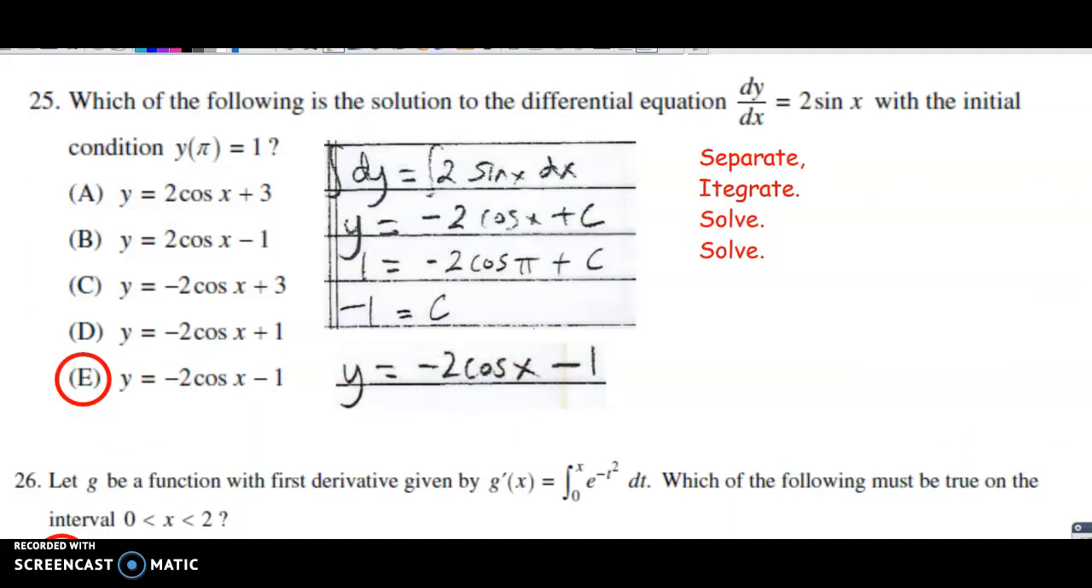25, which of the following is the solution to the differential equation 2 sine x? So I'm going to separate. It says integrate, but I think it's supposed to be separate, integrate, and solve. And you can see the work here. We have an initial condition of pi, 1, so we're going to substitute to find the value of c.